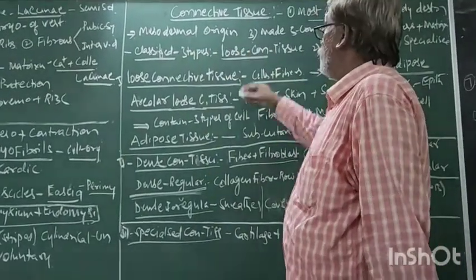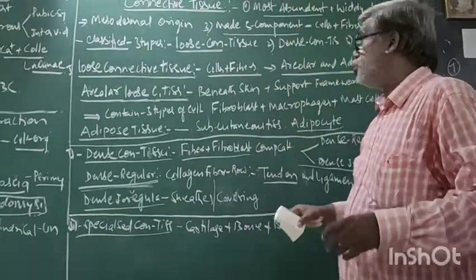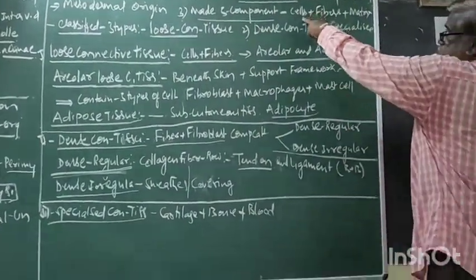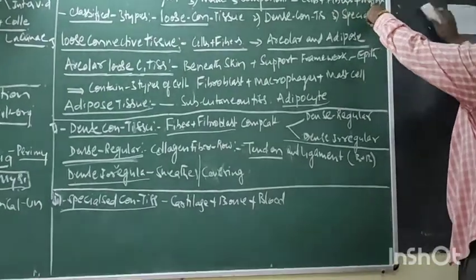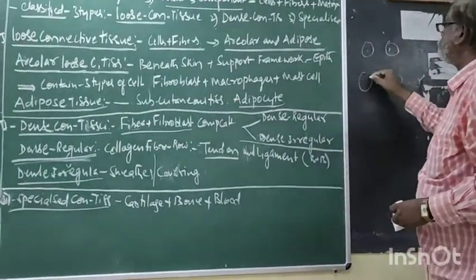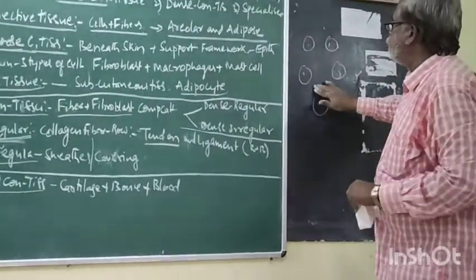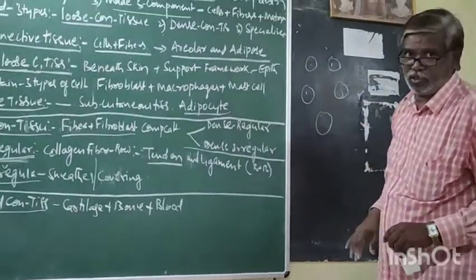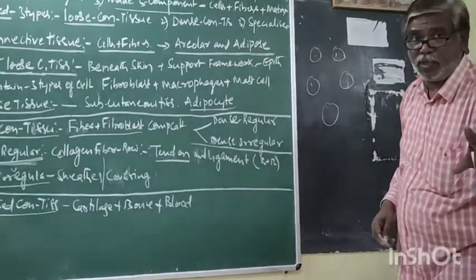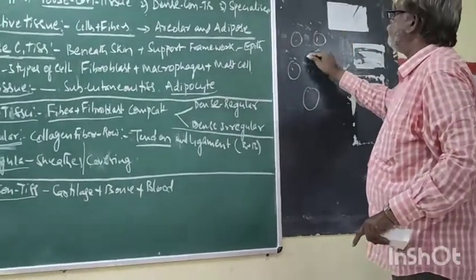Connective tissue is made of three components: cells, fibers and matrix. The cells are a group of cells with intercellular space. But this intercellular space is not empty. Some fluid will be there.